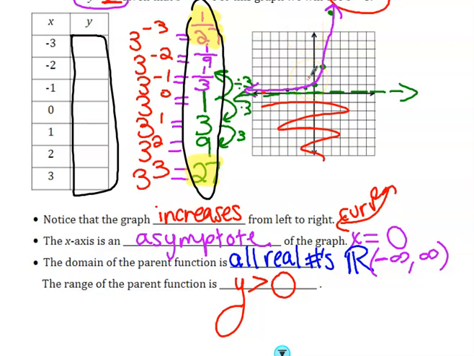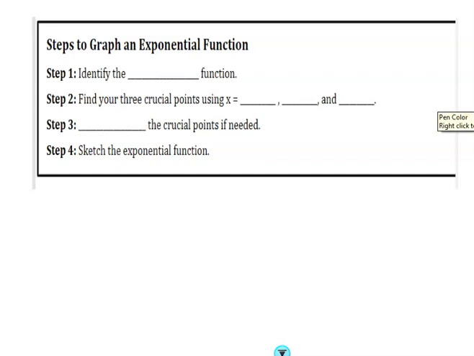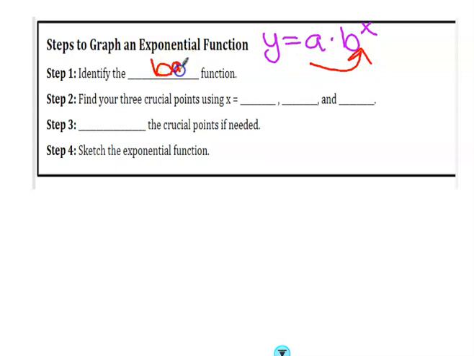All right, let's try another one. Oh, the steps, sorry. Step 1, identify the base of the function. So you might have something like y equals a times b to the x. So you need to identify what is attached. You have to find the base of the function, also known as the b for base. It is attached to the exponent.